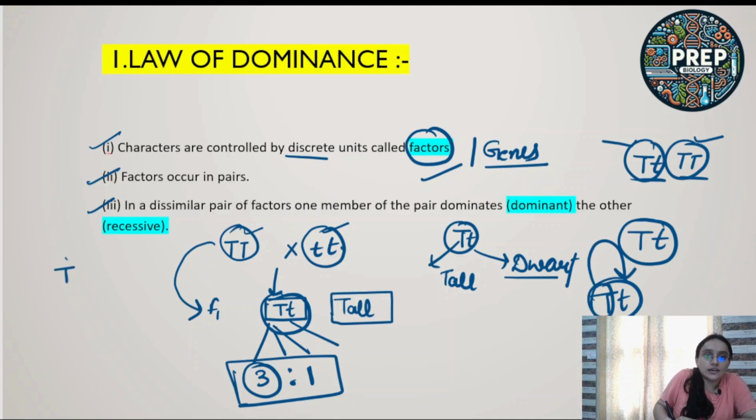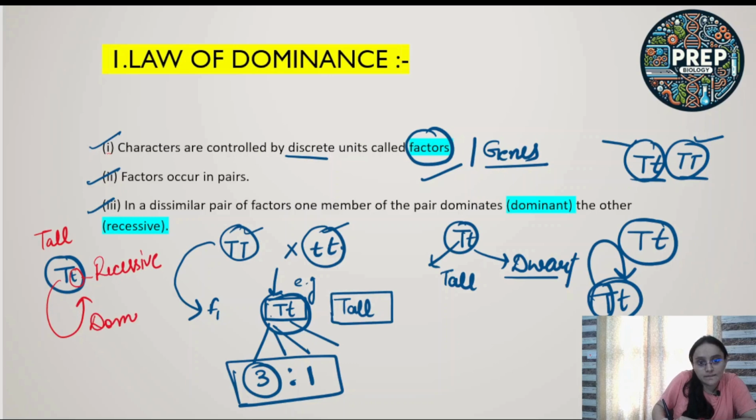That factor which expresses itself in this condition, for example, we take this condition T and t. Here the capital T dominates, that expresses itself, and the small t is hidden under the effect of the capital T. That's why the small t shows the recessive character and capital T shows the dominant trait. I hope this is clear to you all.